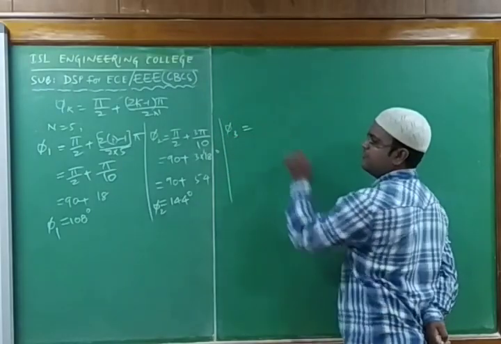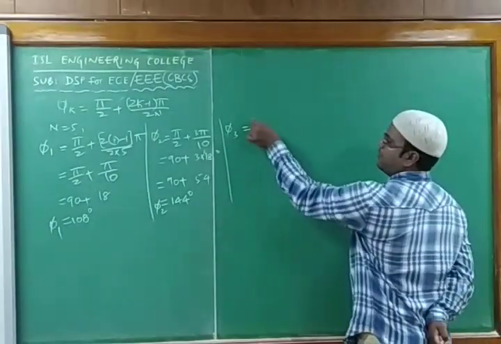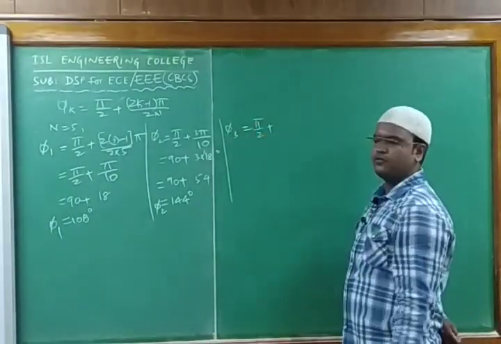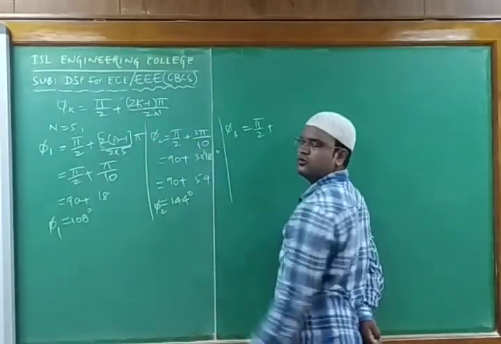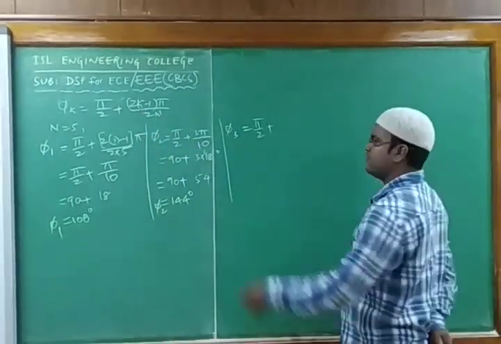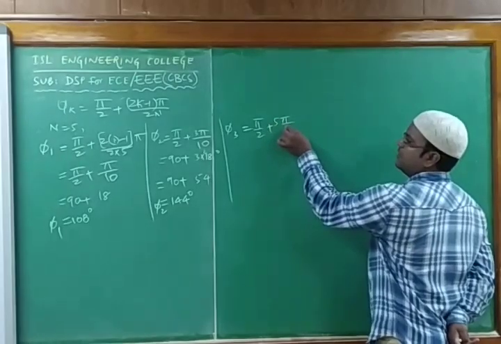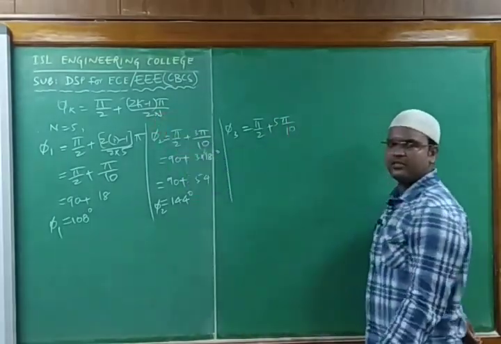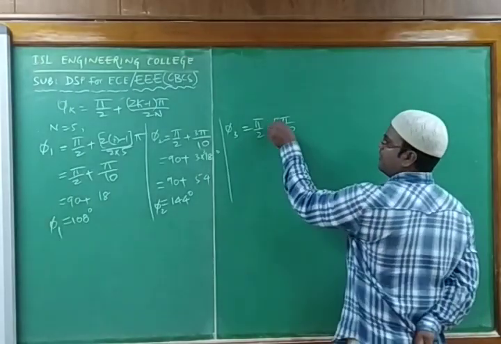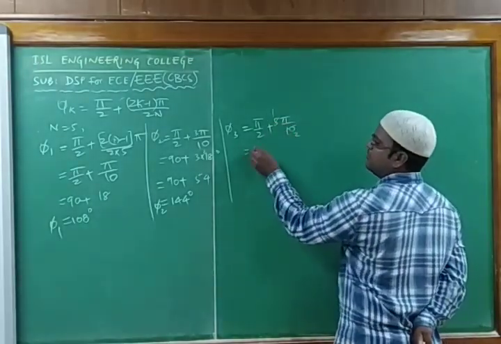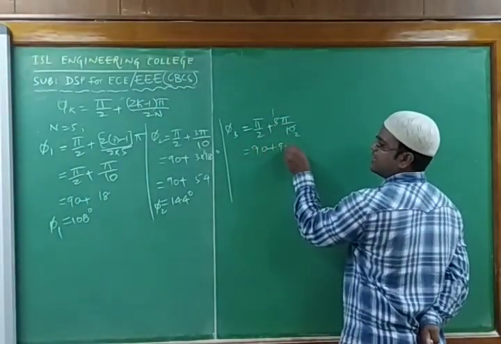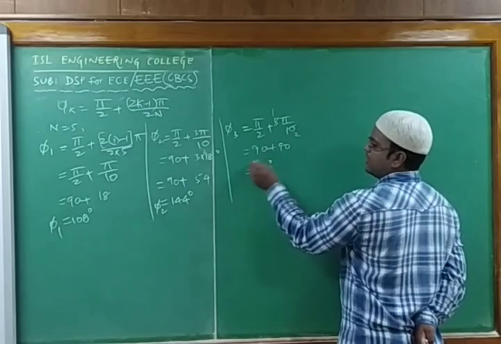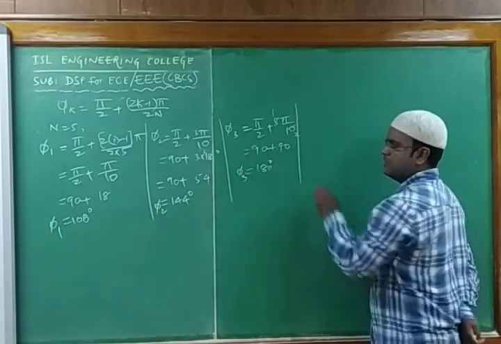Similarly, I'll find phi 3. How do I get phi 3? Pi by 2 plus, wherever k is there, the k value now is 3. So 2 into 3 is 6, 6 minus 1 is 5, so 5 pi by 2n. 2n is how much? n is 5, so 2 into 5 is 10. So 5 pi by 10 is pi by 2, which is 90. Pi by 2 is 90, and 90 plus 90 is 180. That is my phi 3.